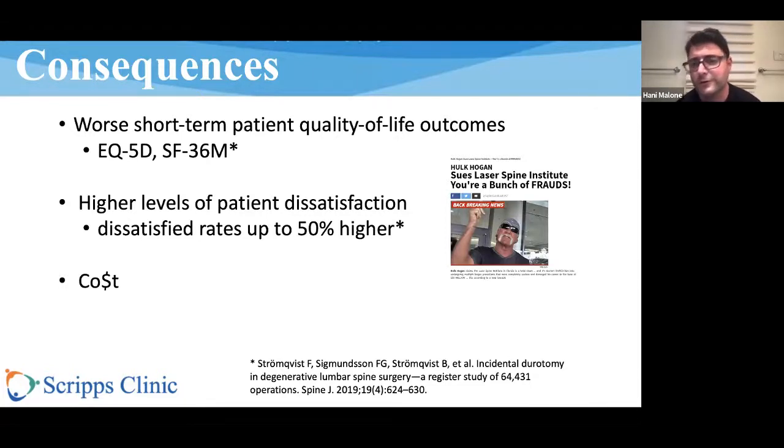I don't know if that's what caused the Hulk to bring the Laser Spine Institute down. I just showed that as a case of dissatisfaction because I think it's funny that Hulk Hogan brought the Laser Spine Institute down. And then obviously cost.